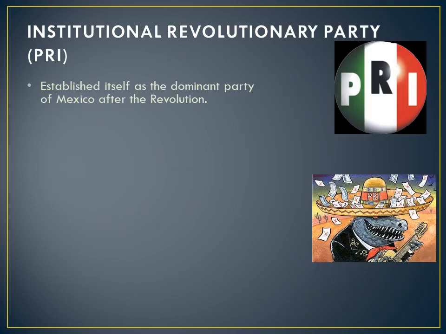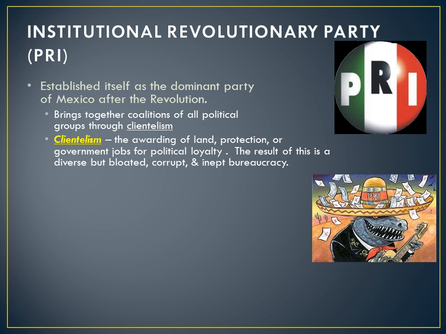Looking to bring together Mexicans from all walks of life, the first dominant political party of Mexico was established following the revolution, that of the Institutional Revolutionary Party, or PRI. It became the dominant party shortly after the adoption of the Constitution and maintained its dominance well into the 1980s and 1990s. It worked because it brought together coalitions from all different types of political groups through a policy known as clientelism. Clientelism was the awarding of land, protection, or government jobs strictly for political loyalty.